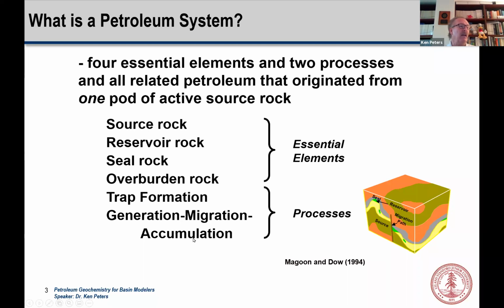And of course, timing becomes an issue. If the trap forms after the generation and migration, then the generated hydrocarbons may not be trapped. They may migrate and become dispersed or escape to the surface. So timing is an important issue here, and that's a geochemical issue as well. It's involved with the kinetics of the organic matter in the source rock and how it responds to the geothermal gradient and the burial history that you have built into your model.